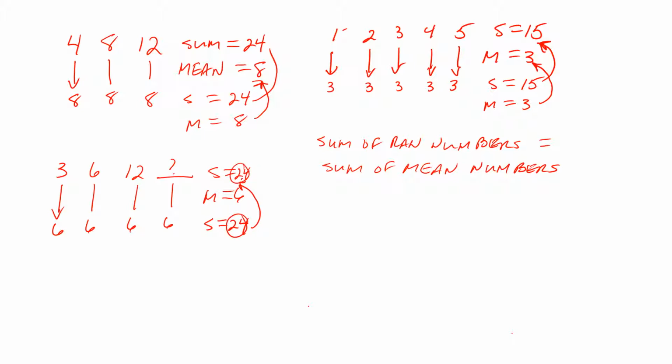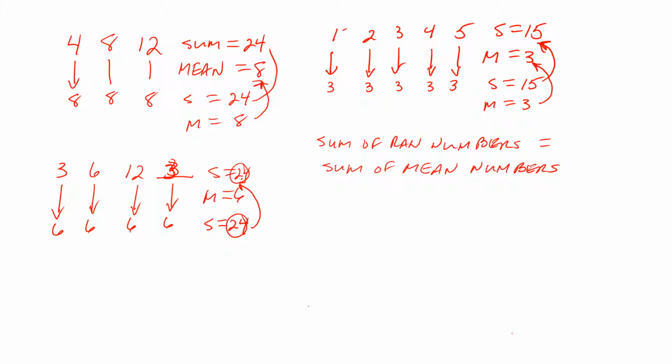Well, how much do we have so far? We have 3 and 6 is 9, and 12 is 21. In order to get to 24, 24 minus 21, this number has to be a 3. So we used that trick of changing all of the original numbers to the mean, found their sum, and then used that sum to figure out what the missing number was.